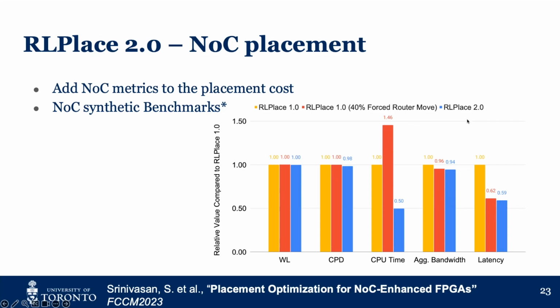Then RLPlace 2, with nothing hard-coded at all for the NOC router, was able to achieve the same wire length, enhance the critical path delay by 2%, the aggregate bandwidth by 6%, the latency by more than 40%, while actually cutting the runtime of RLPlace 1 by 50%. So this shows how RLPlace 2 can adapt more to newly introduced placement blocks like NOC routers.